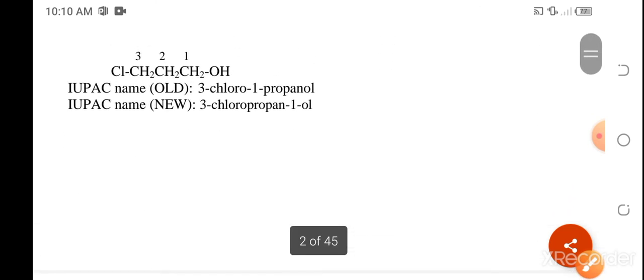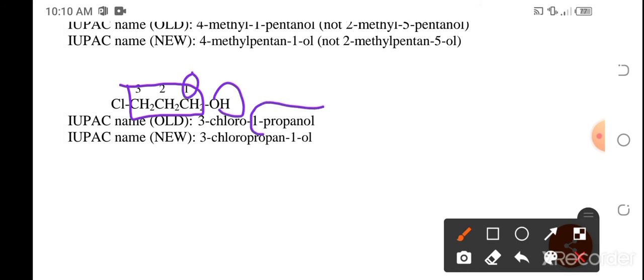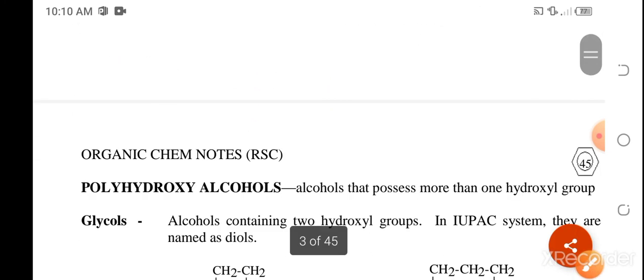Then we have this one. The parent chain has 3 carbon atoms, and the hydroxyl group has been attached on the first carbon atom, so that one would be 1-propanol. It should be propane, but we are dropping the E and adding OL. It was numbered from right to left because the hydroxyl group has priority over the halogen chlorine. Because of that, the halogen will be attached on carbon number 3. So therefore, the name is 3-chloro-1-propanol or 3-chloropropan-1-ol. Okay.